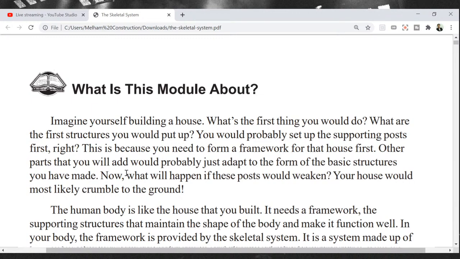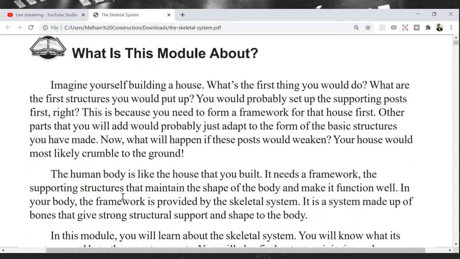Because you need to form a framework for that house. Sa construction, ang tawag doon, formworks. Pero sa atin, framework. Bago niya i-add yung iba't ibang parts na magre-rely din doon sa structure na ginawa ninyo. Paano kapag mahina yung mga post ninyo? Ano mangyayari? So, yung bahay niyo, possible na mag-crumble sa ground, gumuho.